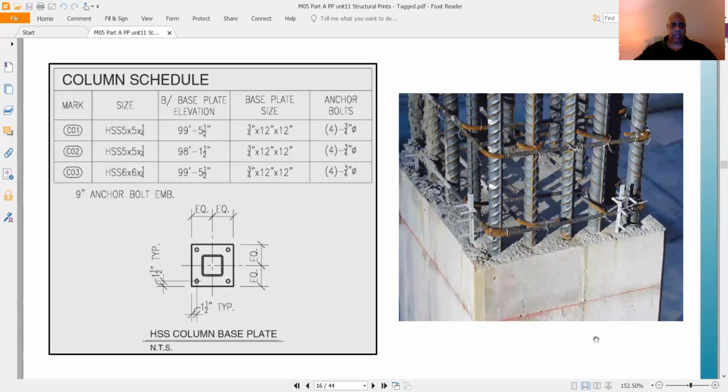And what you see again is an actual column, and you see a column schedule. Again, your base plate, your anchor bolts, this is your column base plate, and this is an actual column. And you could see it's already been poured, the footing, because you need the columns to hold up your structures as well. Again, we're dealing with live loads and we're dealing with dead loads.